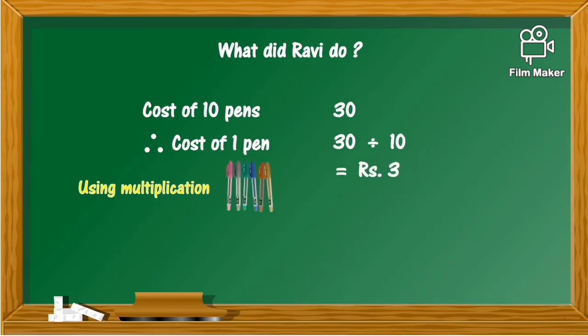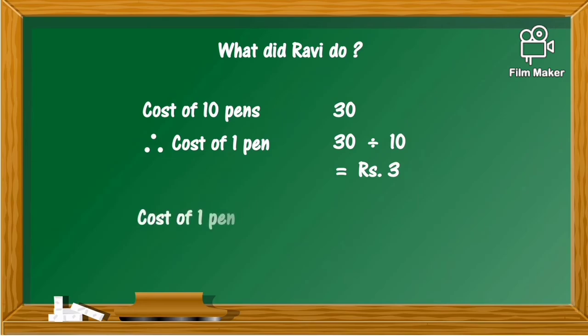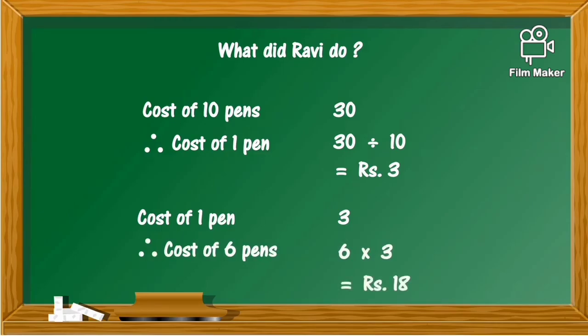After that, using multiplication, he calculated the cost of the 6 pens. Cost of 1 pen is 3. Therefore, the cost of 6 pens is 6 into 3, equal to 18 rupees. His problem solved, Ravi happily kept 18 rupees on the counter and returned home.